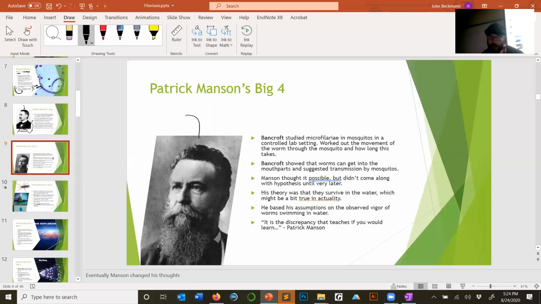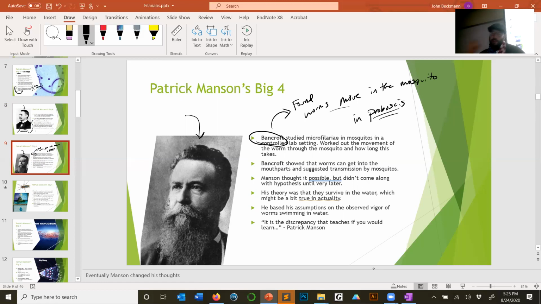Okay. Now there's another guy who sort of fits into the storyline. There's this guy, Bancroft. Bancroft figured out that the worms move around in the mosquito. So Patrick Manson was the first one to see them in the gut, but Bancroft found them in other parts of the mosquito, and he found them in the proboscis.